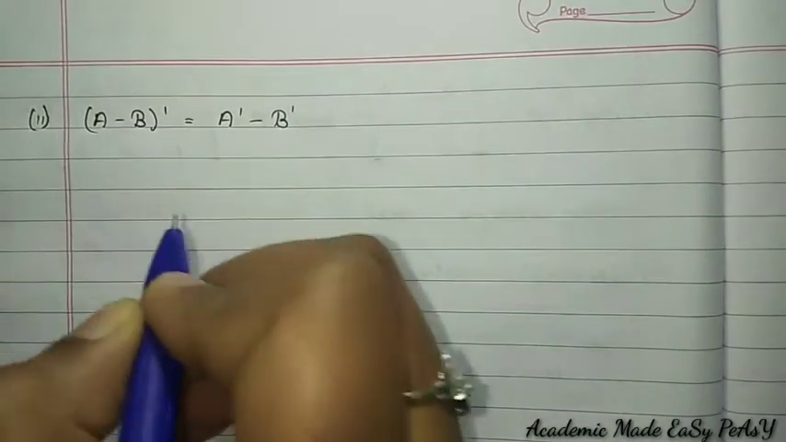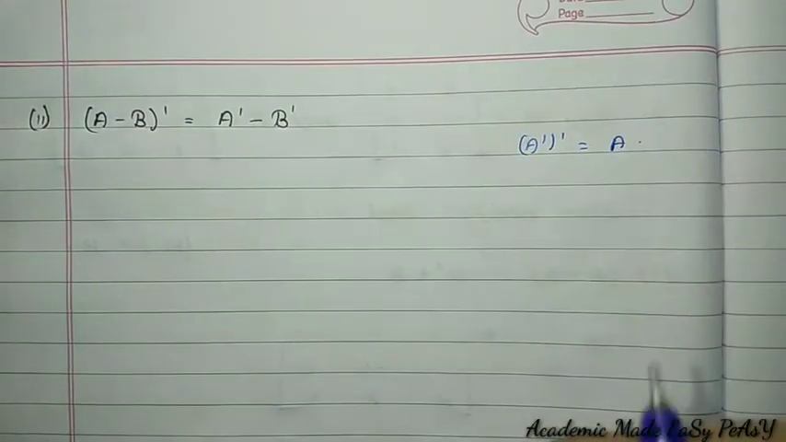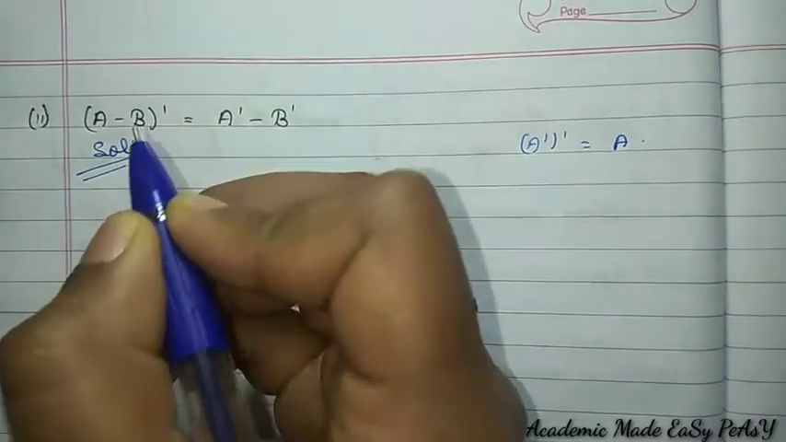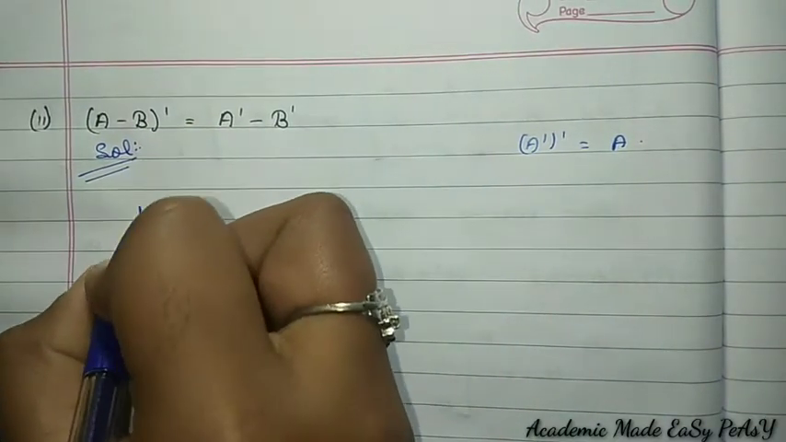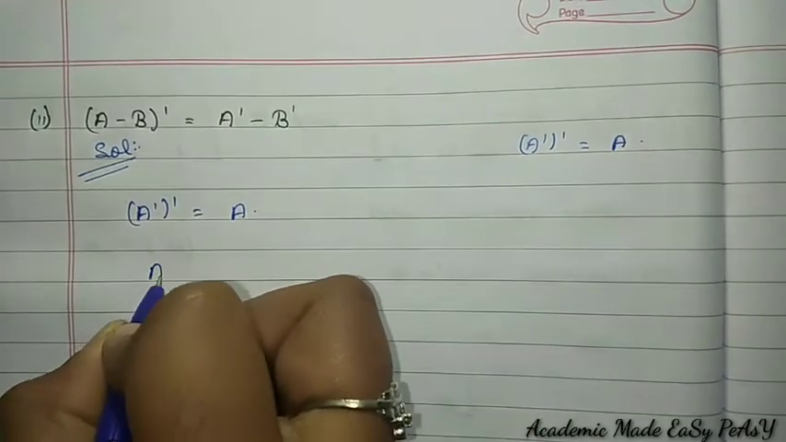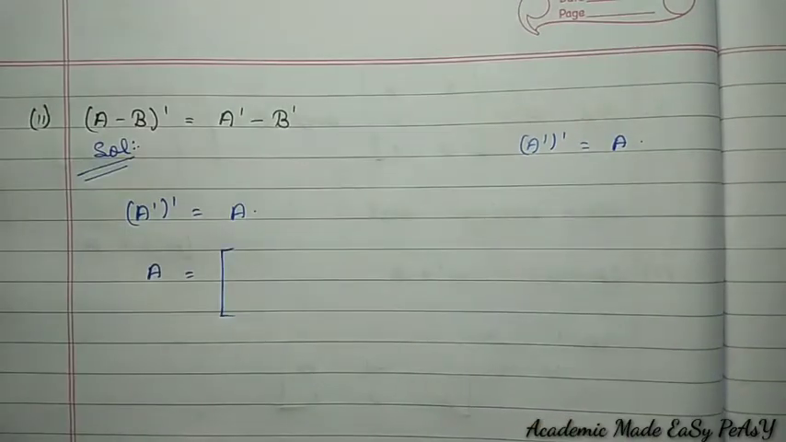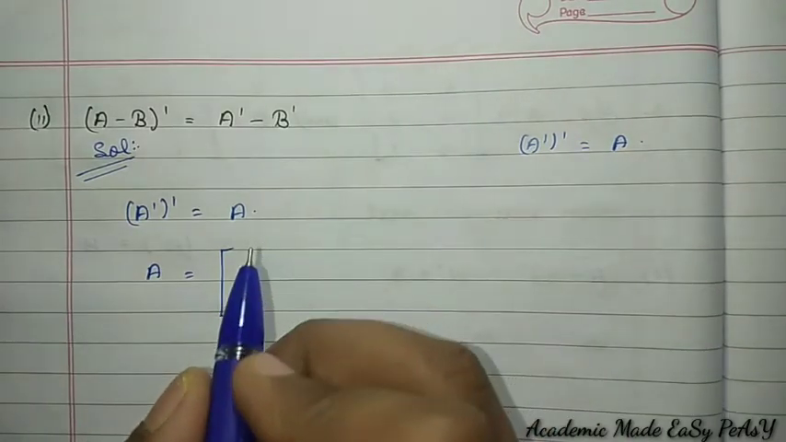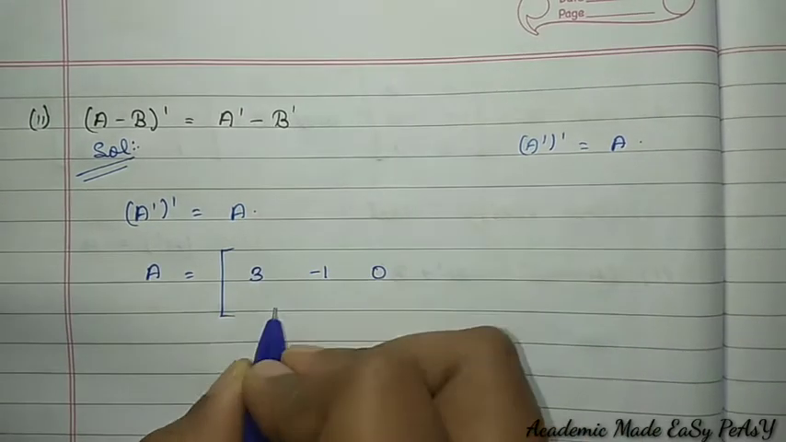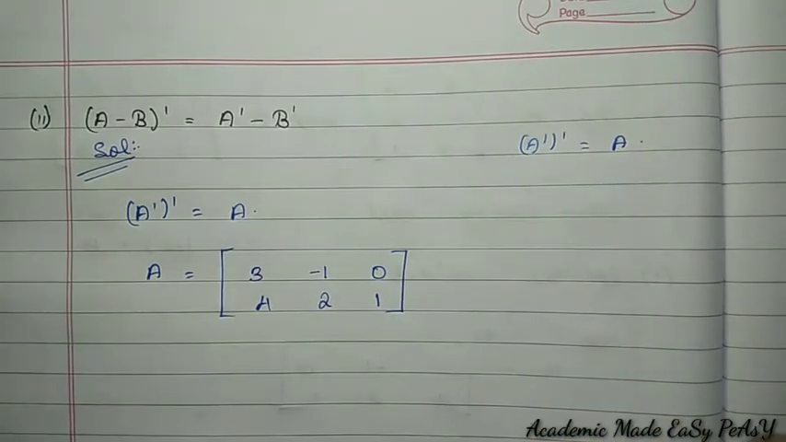Division 2, A minus B the whole transpose is equal to A transpose minus B transpose. So here also we know that A transpose the whole transpose is equal to A, isn't it? So in the previous question we already found it. So we will be using that. So we will have A transpose the whole transpose is equal to A. Then the matrix A is equal to, A transpose is already given in the question. So I will be changing all the columns to rows. So 3, minus 1, 0, 4, 2, 1. So this is my matrix A.